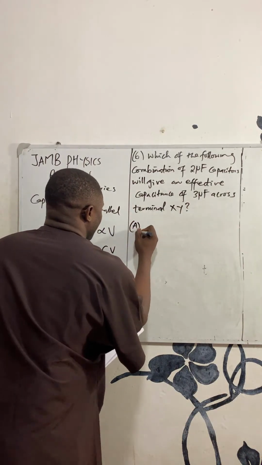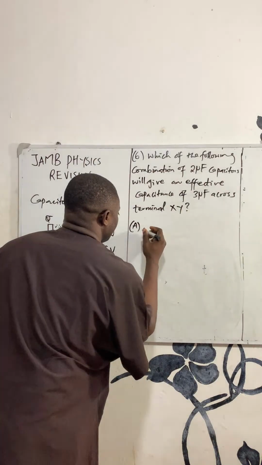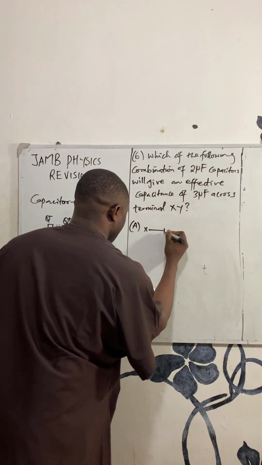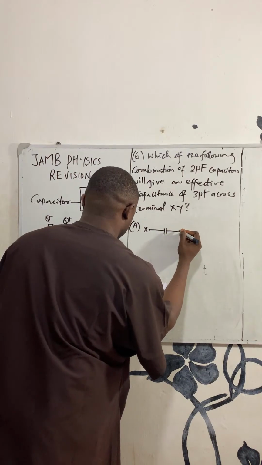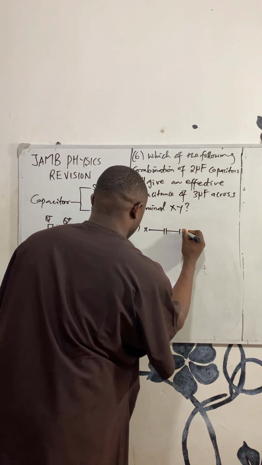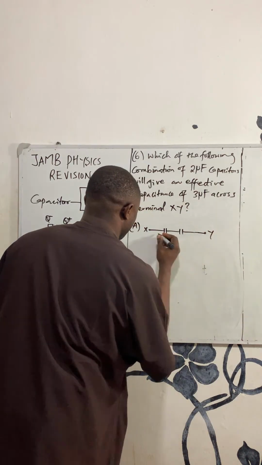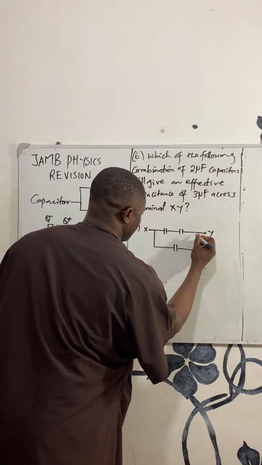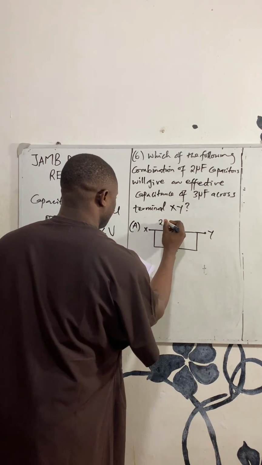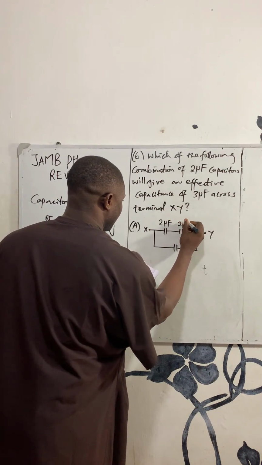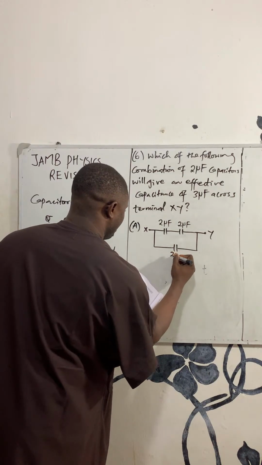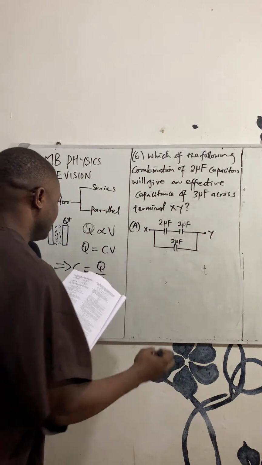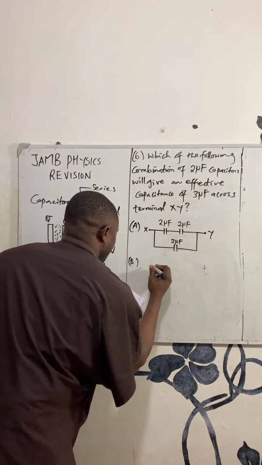Look at option A. We are going to work closely with this. Here is X, which goes to this point, and that to this, and this again to this, point Y. Remember, each of them is 2 microfarad, and here is still 2 microfarad.